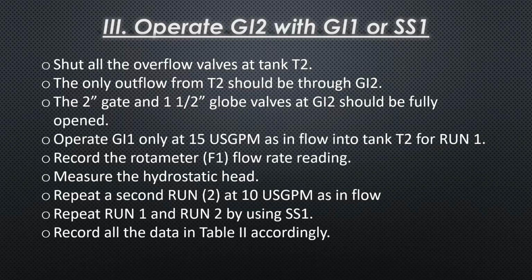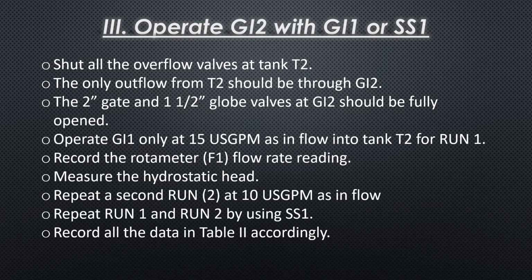For the procedure to operate galvanized iron 2 with galvanized iron 1 or stainless steel 1, first of all, shut all the overflow valves at tank 2. The only outflow from tank 2 should be through galvanized iron 2. The 2-inch gate and 1.5-inch globe valve at galvanized iron 2 should be fully open.